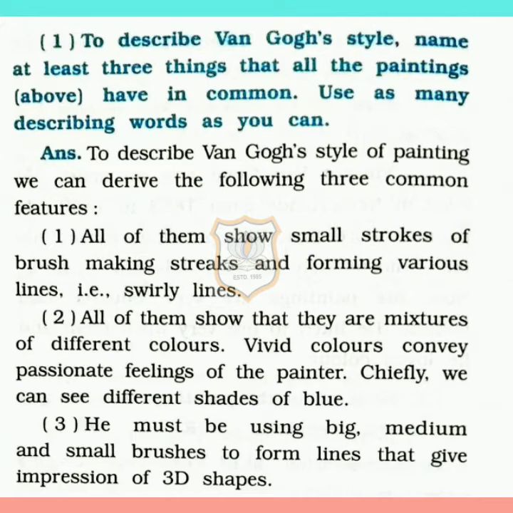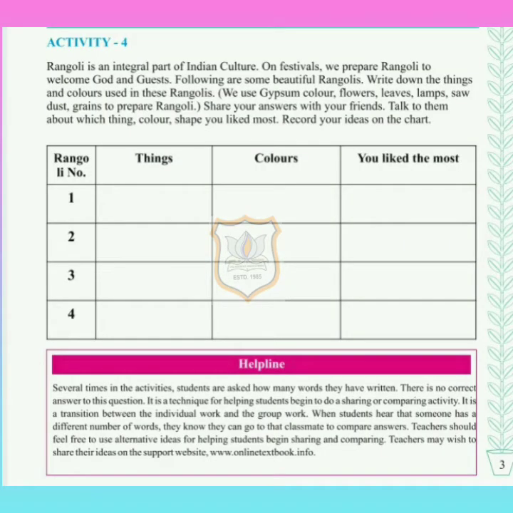Chiefly, we can see different shades of blue. Number 3, he must be using big, medium and small brushes to form lines that give impression of 3D shapes. Next question given in the textbook, you have to do by yourself. Next is activity number 4.